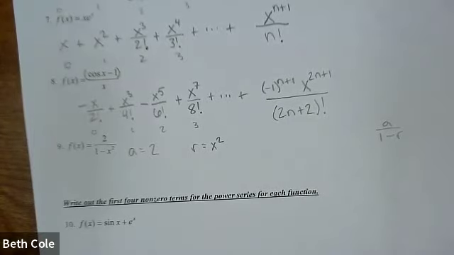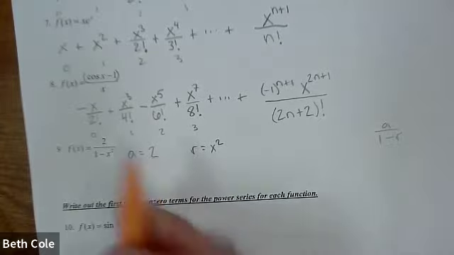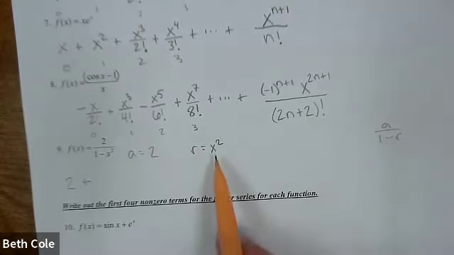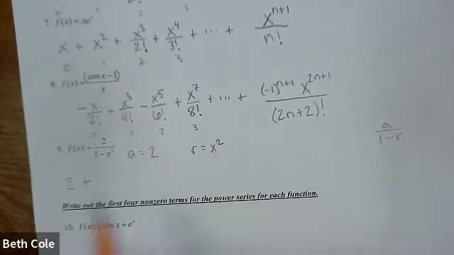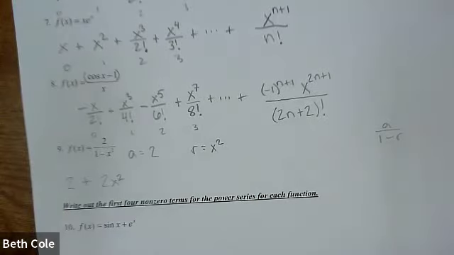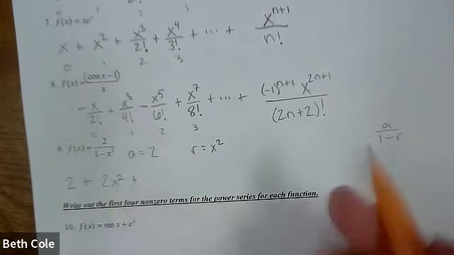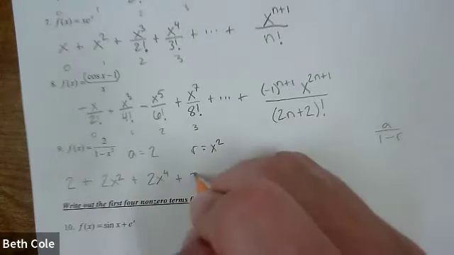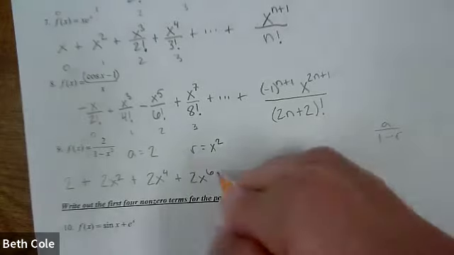So if we write this out, our first term is 2, and we only have to do the first 4. And then you just keep multiplying by x squared. So 2 times x squared is 2x squared. And then you're going to multiply that by x squared. So 2x to the 4th, perfect. And then one more would be 2x to the 6th. Nice.